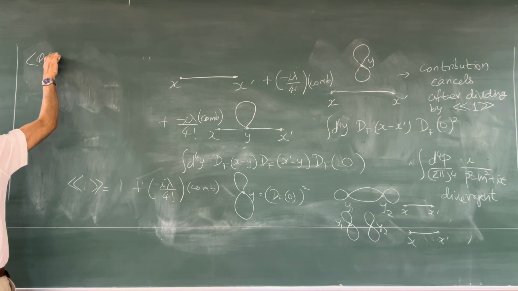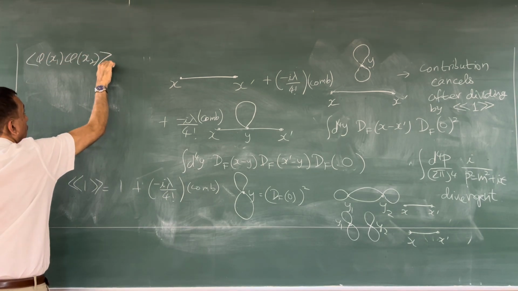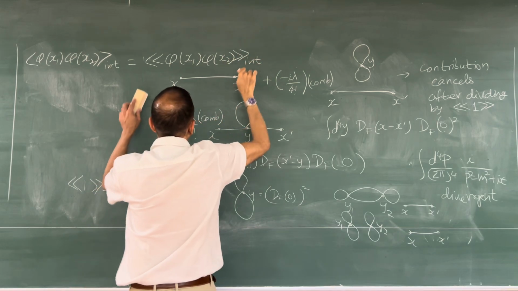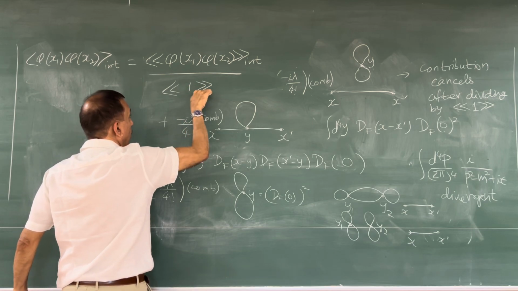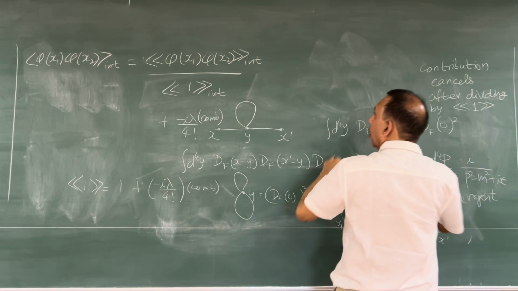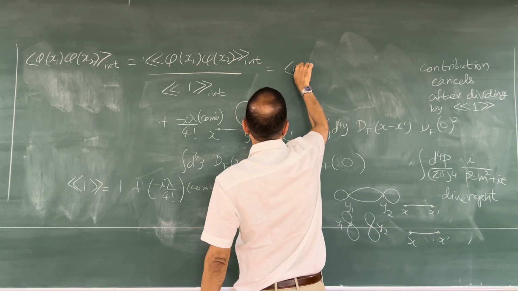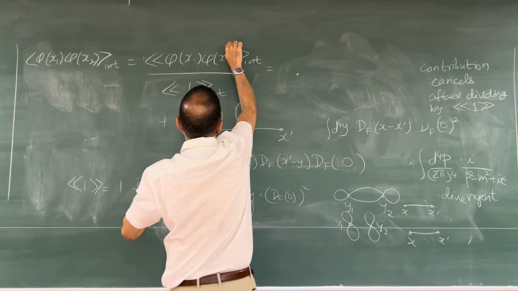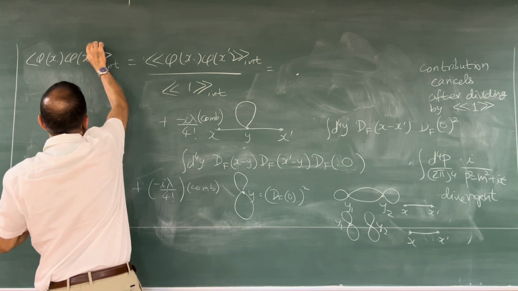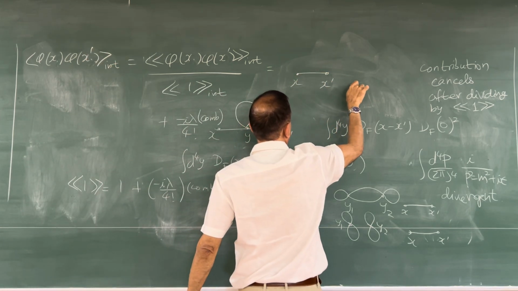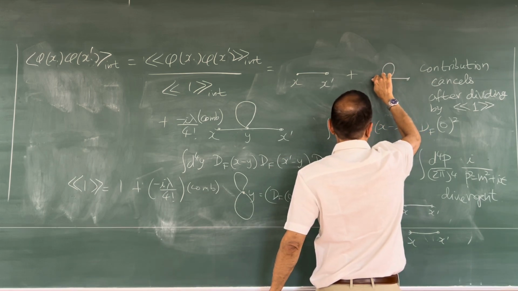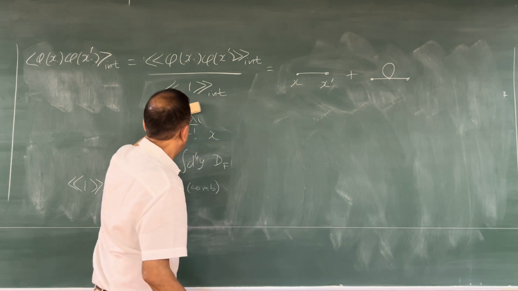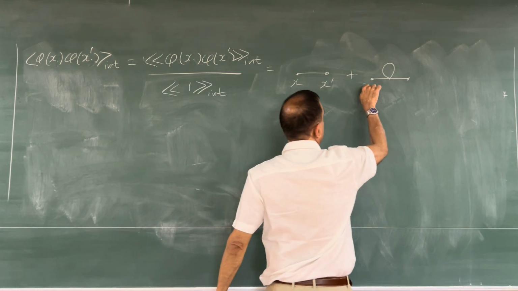So phi of x1, phi of x2 interacting, which is equal to double bracket phi of x1, phi of x2 interacting divided by 1 interacting, is actually equal to... Well, I shouldn't even do that. I should just draw them. Oh, sorry, these are x and x prime. So this is equal to this, x and x prime. Then at next order, we have this. What will we have at next order? So here's x, x prime and y.